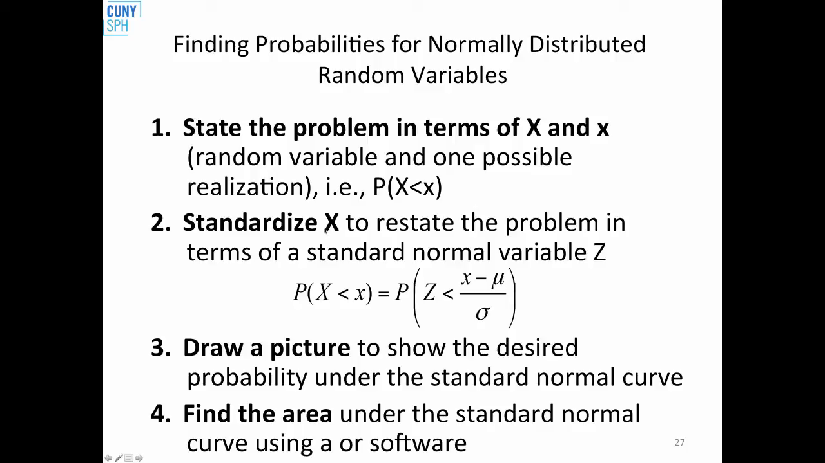Then standardize x to restate the problem in terms of the random normal variable z, so the probability of z less than x minus the mean over the standard deviation. Draw your picture, which will show you whether you're looking at a negative z or a positive z, and then finally find the area under the standard normal curve, either using a table or your software.